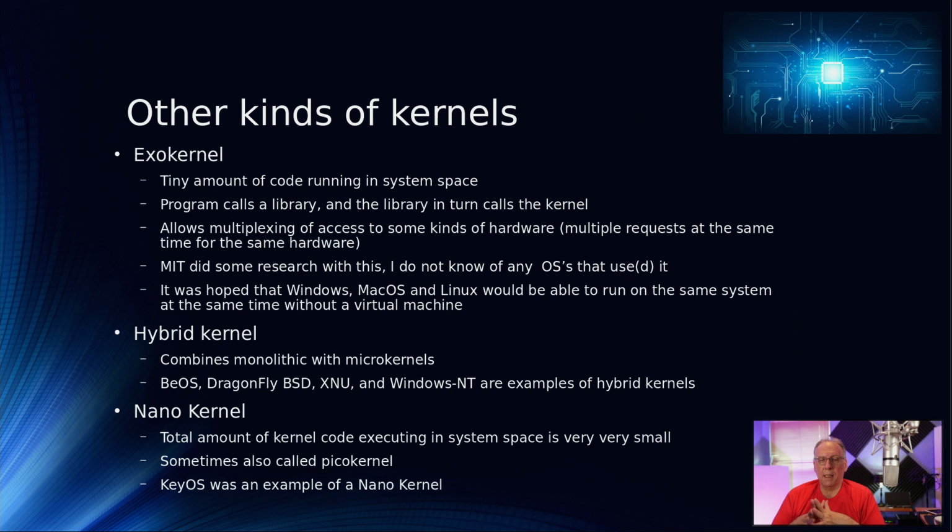There's a hybrid kernel, which attempts to combine what they call the best of both worlds. So it attempts to combine monolithic and microkernels. BeOS was one of those. Haiku is a modern version of BeOS, and they do implement a hybrid kernel. As I understand, DragonFly BSD is a hybrid. Now, if I'm wrong about that, let me know. Things change, and my slides may be a little old. The data I have may be out of date. XNU, of course, is the Mach-based kernel that Mac OS is based on. It is actually a hybrid. And Windows NT was a hybrid. It had elements of both the microkernel as well as the monolithic version of the kernel.